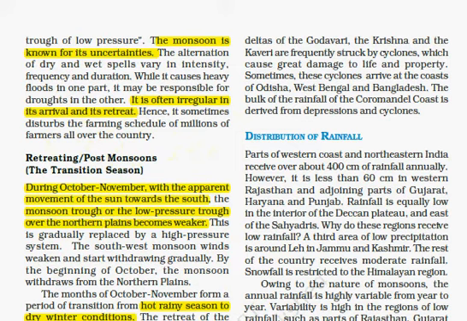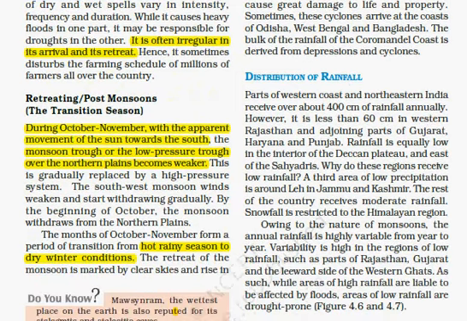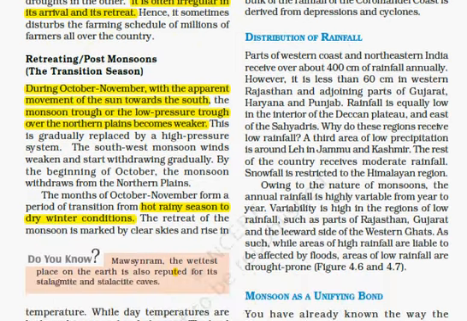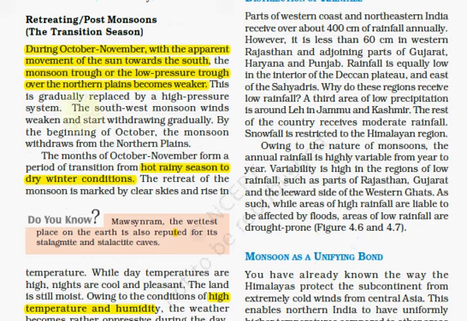Then the second season is retreat of monsoon or post monsoon. So it is a transition season. During October to November, there is apparent movement of the sun towards the south. So the monsoon trough or low pressure trough over the northern plain becomes weaker. So these months are transitioning from the hot rainy season to dry winter conditions.